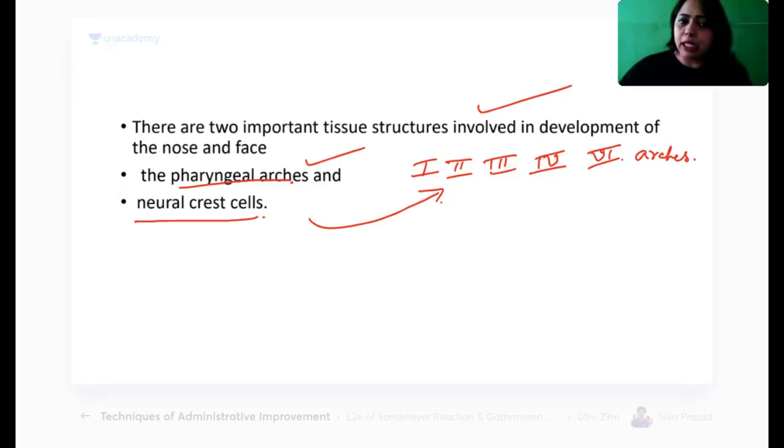Neural crest cells give rise to various structures in the body. One of the important structures they back up is the pharyngeal arches. So let's look at neural crest cells also. What do they give rise to? Someone has questions. I'll come to that. This is just the first slide, pharyngeal arches. Now, neural crest cells, we'll come to what they are and where they are present.